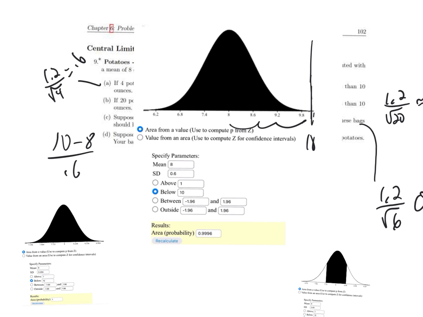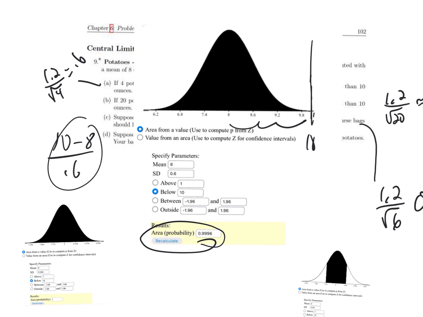To answer this question, it's almost 100% certain that I'm going to get a sample of four potatoes that has an average less than 10 ounces. The reason is that 10 is so far outside the realm of this distribution. Can I say 10 is an upper limit? Most definitely, because it's way out there. Probably can go less than that. But this saves us from doing the z-score and then using the table to find the probability.